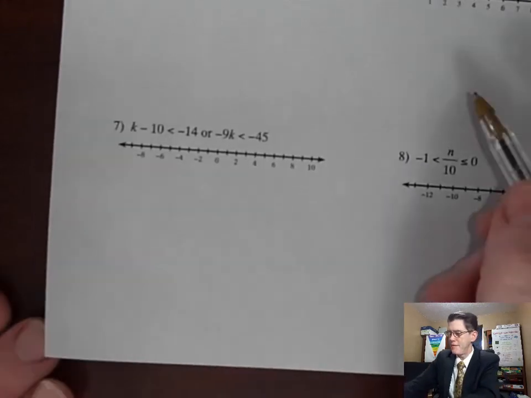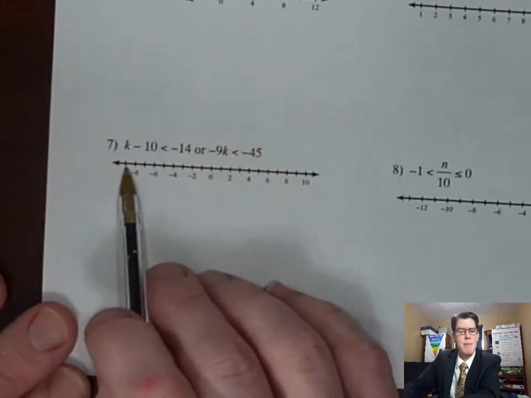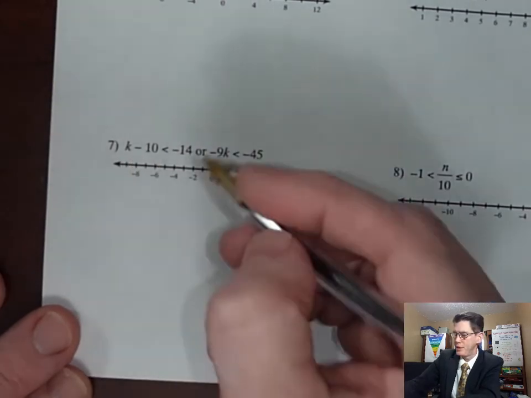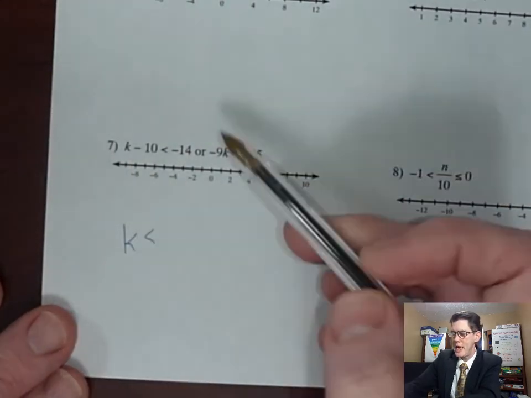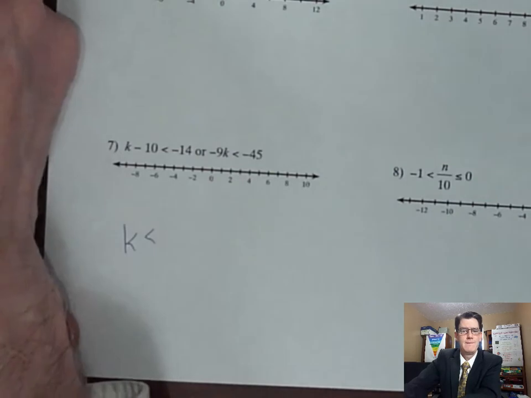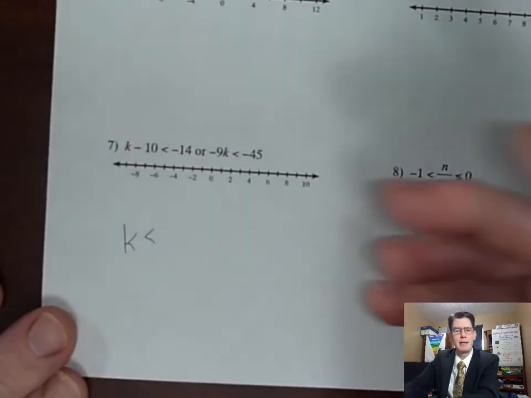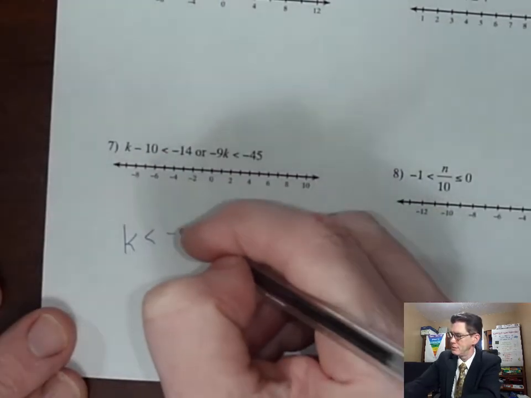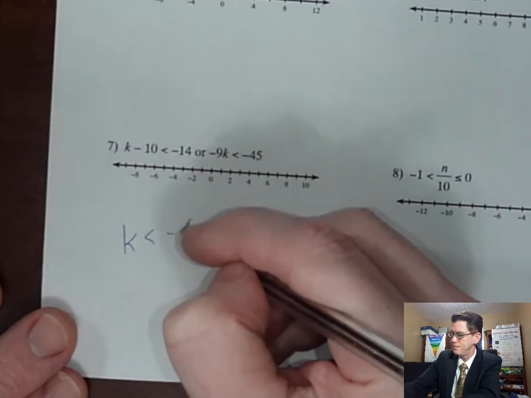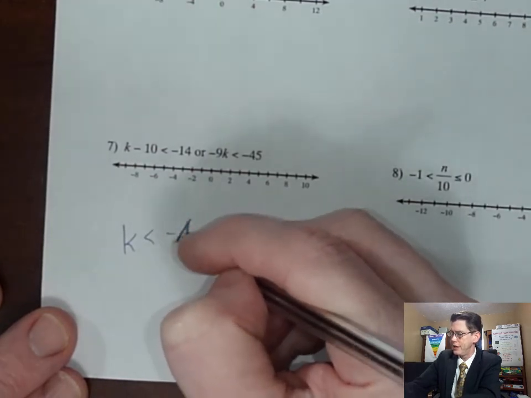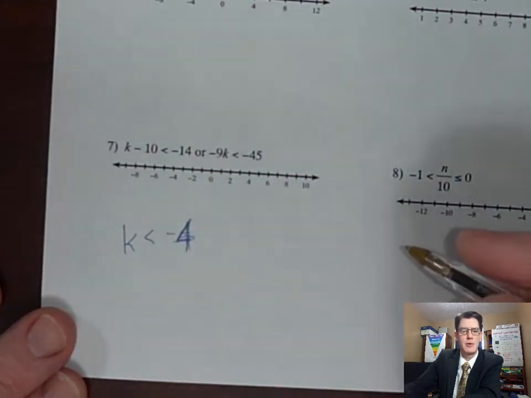Last one, number 7. To get k by itself here, we're going to add 10 to both sides. So k is less than, what is it? Awesome. That's exactly right. Well done. -4. And your calculator can show you that if that's not what you were thinking.